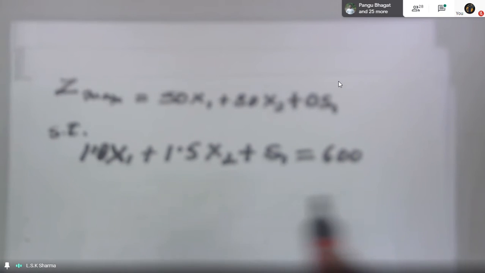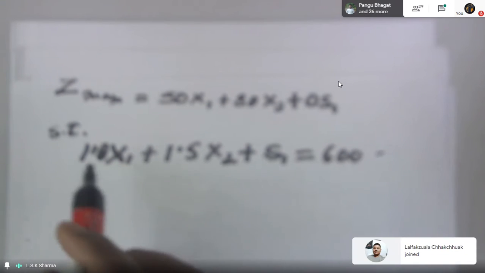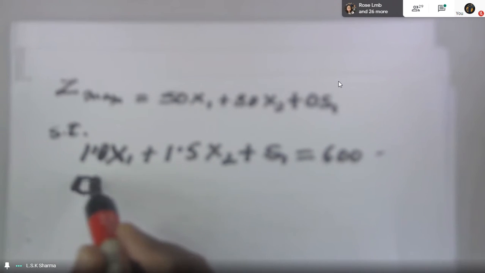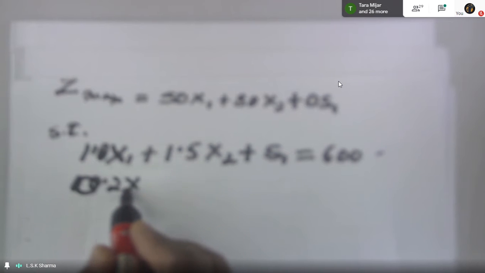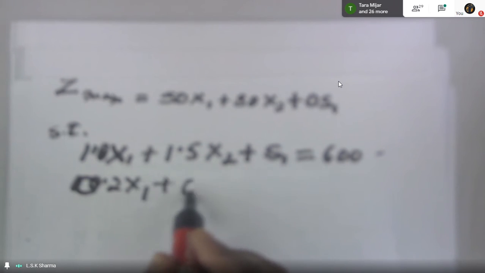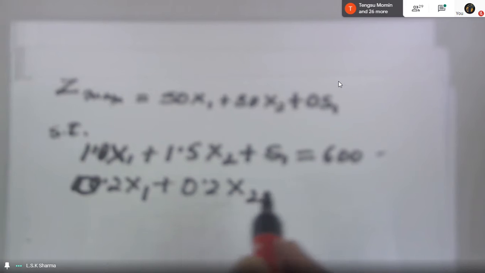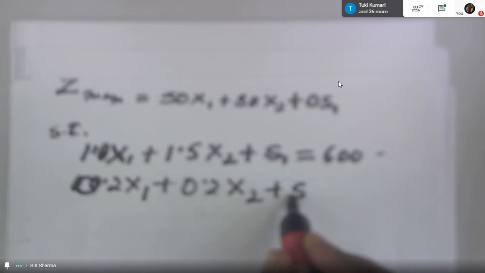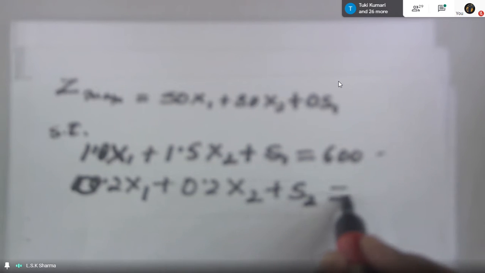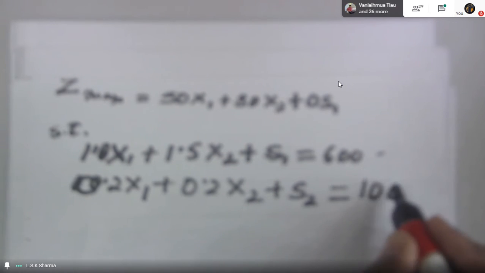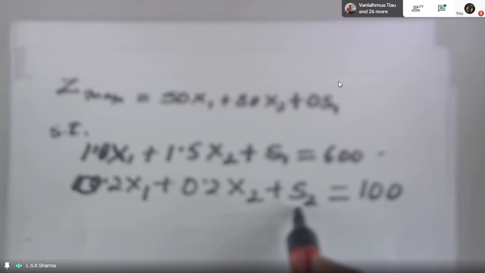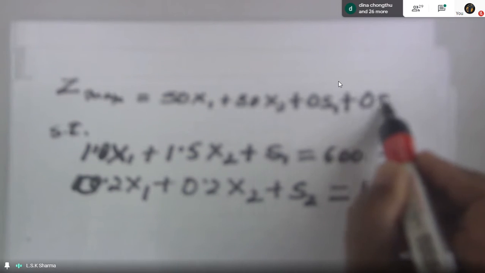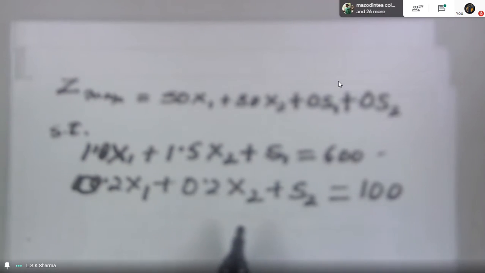Okay. So now the first equation is this. Now the second equation will be what? 0.2x1 plus 0.2x2. Okay, now I'll add the second variable, which is S2, and this is equal to 100. Since S2 is being added, I'll add this on the objective function also. So 0 S2.